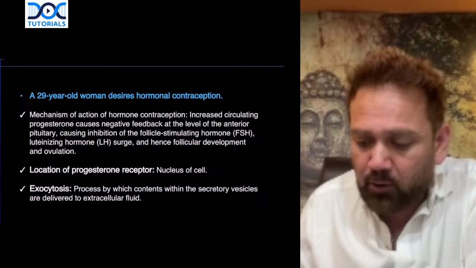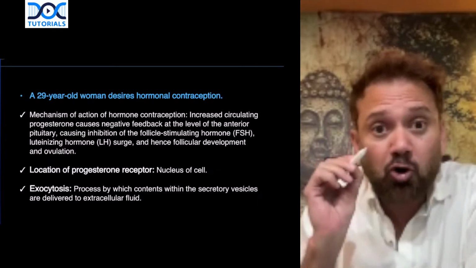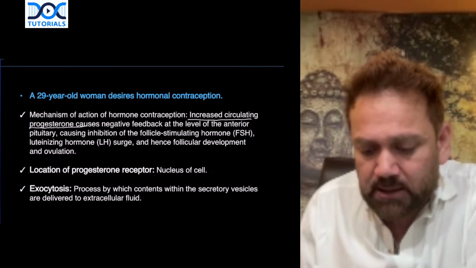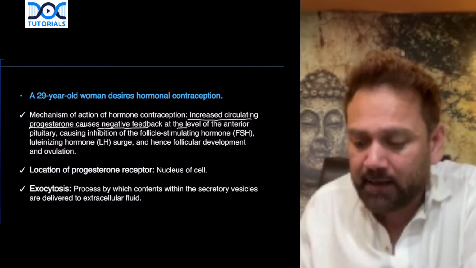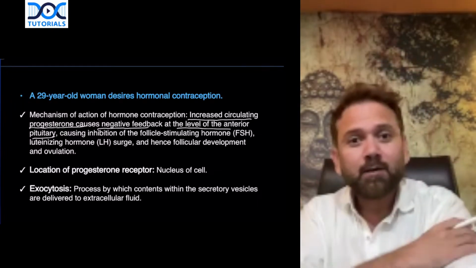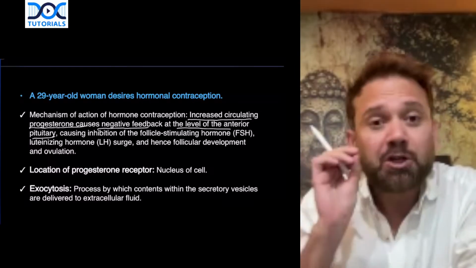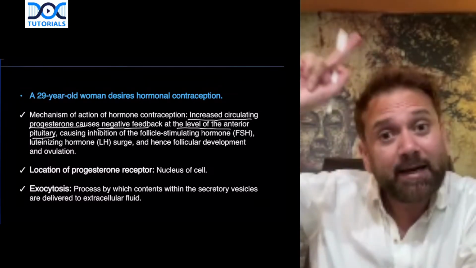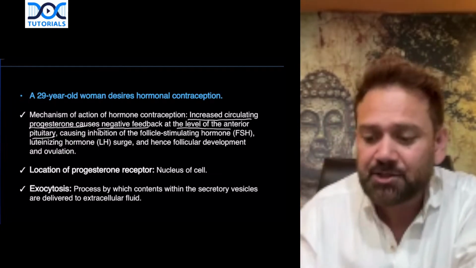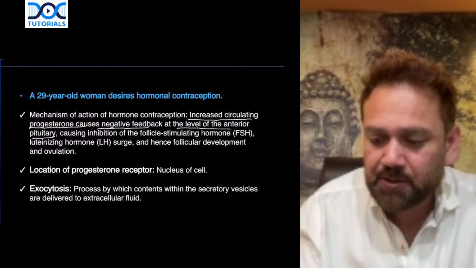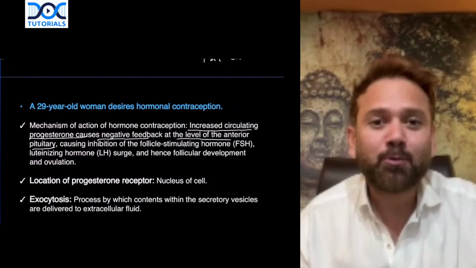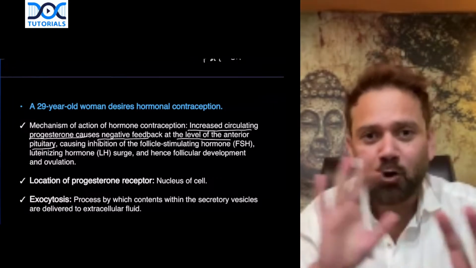Mechanism of action of hormone is that when you give progesterone, what happens? Increased circulating progesterone causes negative feedback at the level of anterior pituitary. You must have read about the endocrine. So when you are giving progesterone injection, it will give negative feedback to whom? Anterior pituitary. Who is releasing FSH and LH? Because you know FSH and LH are gonadotropin hormones. Okay? And you know the whole physiology about that.